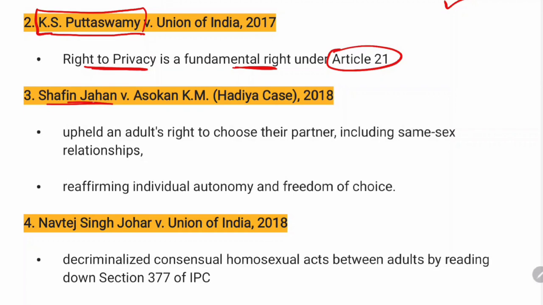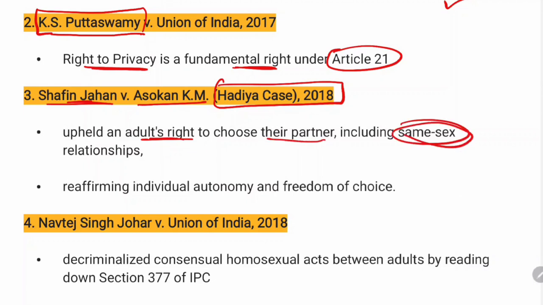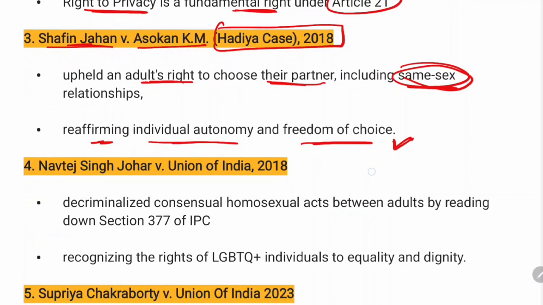Third case is Shafin Jahan versus Asokan KM, popularly known as the Hadiya case of 2018. In this case, Supreme Court upheld that an adult has the right to choose their partner, including in same-sex relationships. So an adult has the right to choose their partners. That can be a same-sex partner also. In this case, Supreme Court reaffirmed that individual autonomy and freedom of choice is one of the key aspects of fundamental rights of individuals.